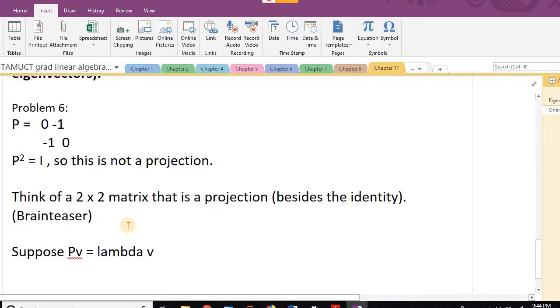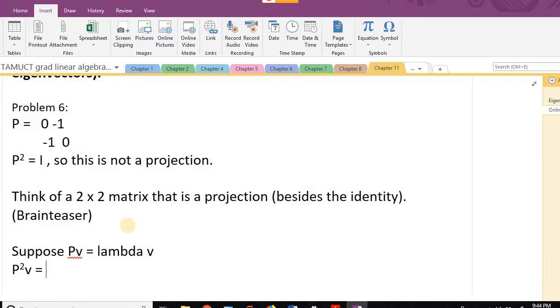All right, but that's a good idea. What is p squared V equal to then? P squared V is equal to PV, or lambda V. Okay, that's true. So that's equal to lambda V. So you're using this by the projection property. Yes.